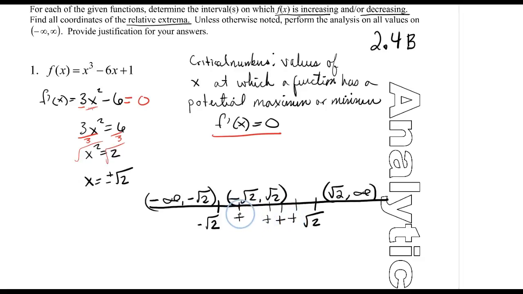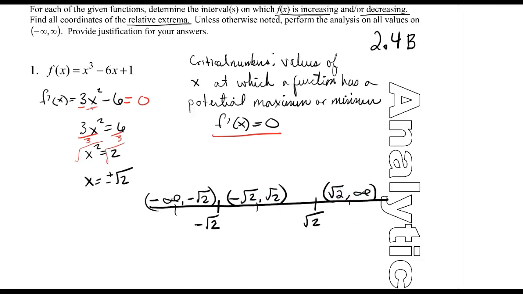I can't go from positive to negative without going through 0. If you think about that, I can't go from positive to negative without going through 0, which means that since I've established that negative radical 2 and positive radical 2 are my only places where the derivative equals 0, then my sign can't change inside the intervals. So I only need to test one value in each interval.